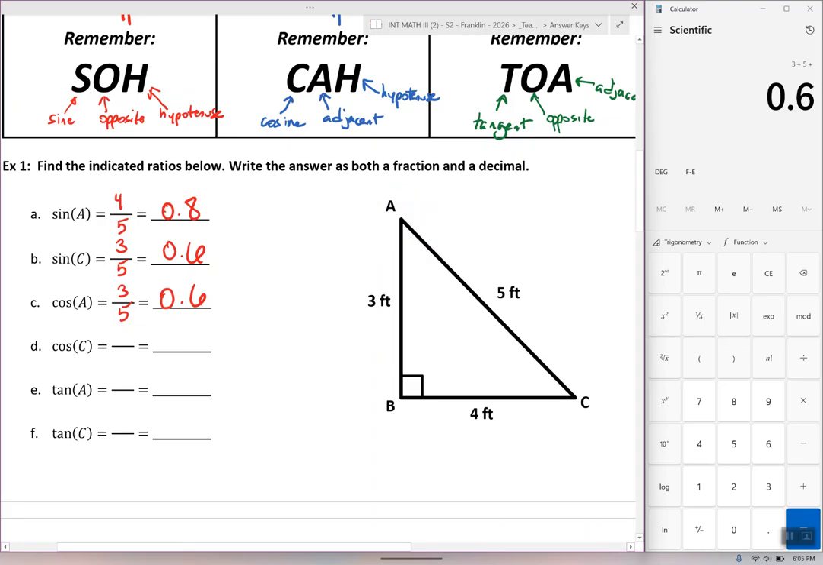Okay, and then we'll do cosine of angle C, which is again adjacent over hypotenuse. So it's going to be 4 over 5, which again is 0.8.